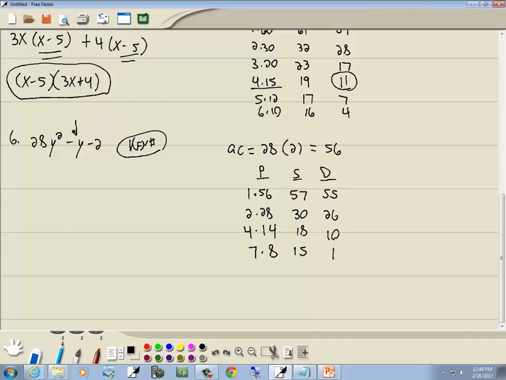The number we're looking for is the number in our middle term, which is 1, which is right here, which means we use 7 and 8. And again, what we do is we rewrite our middle term using those two numbers. The larger number in your P column, which is 8, is always going to be the same sign as the middle term, which is negative. So we've got negative 8y. The number we circled is in the D column, D for different signs. So if the 8 is negative, then the 7 has to be positive.